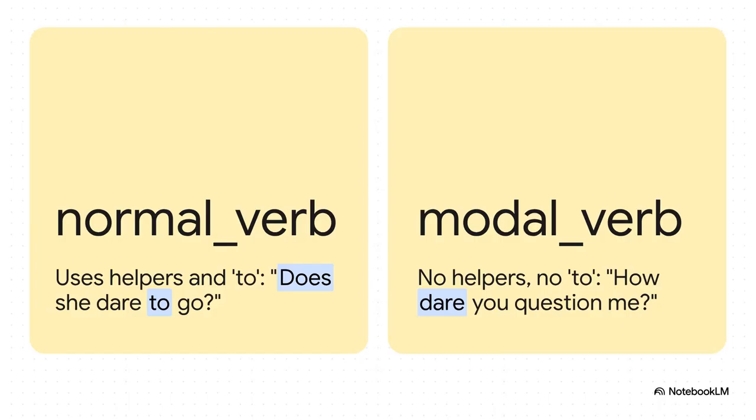Just look at this. Dare can basically switch its identity whenever it wants. On the left side, it acts like a regular verb using does and to, but on the right, in a classic phrase like how dare you, it goes into full-on modal mode. No helpers, no to. And that ability to play for both teams, that's what makes dare the ultimate grammar rebel.